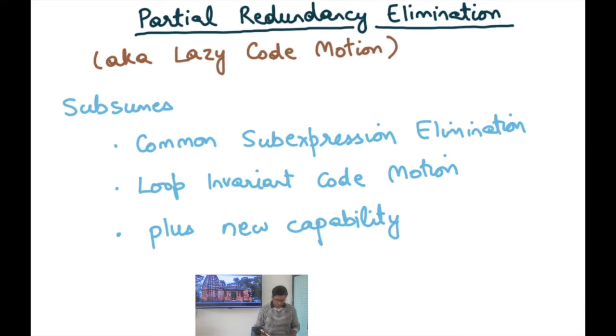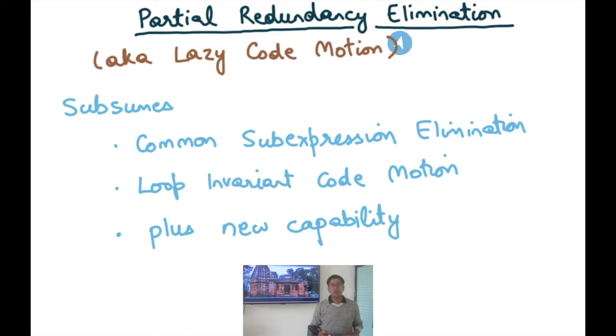All right. So we are going to talk about a category of transformations called partial redundancy elimination, and we are also going to call it lazy code motion in subsequent modules. The good thing about partial redundancy elimination, which I'm going to describe in the next few slides, is that it subsumes a few different transformations. For example, it subsumes common sub-expression elimination. We have already learned about common sub-expression elimination earlier.